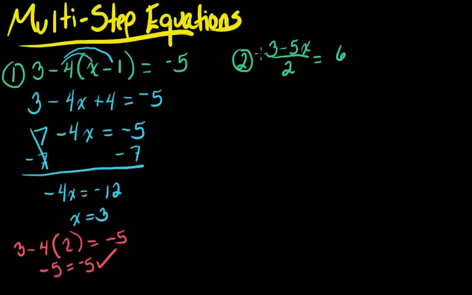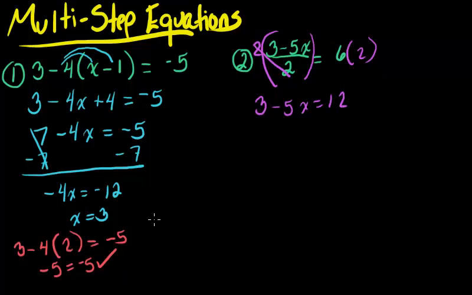Over here on this side, we're going to start by multiplying both sides by 2. I'm going to put this one in purple. So we're going to multiply both sides by 2 here, and this is going to get rid of our fraction. And then we wind up with 3 minus 5x equals 12.